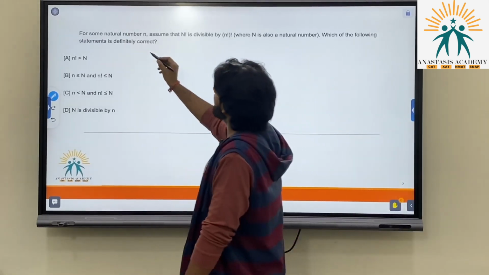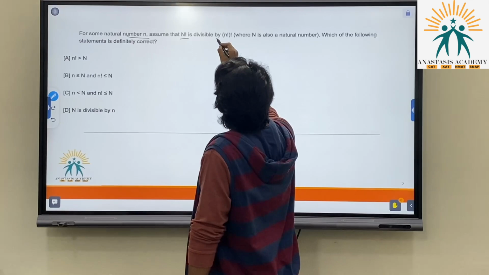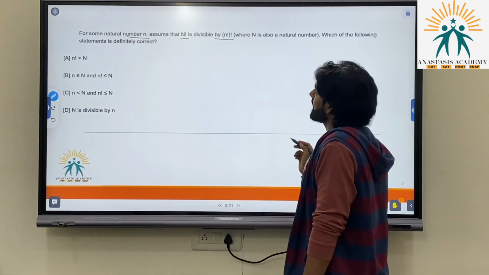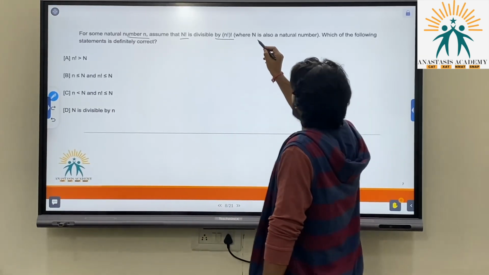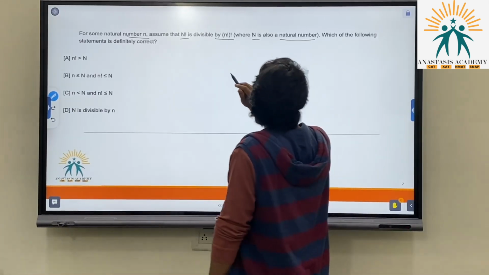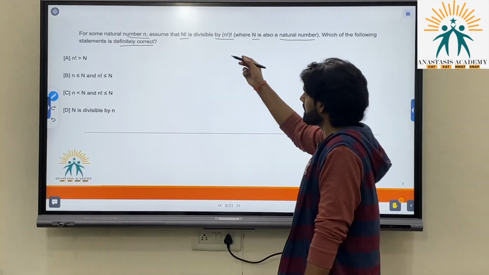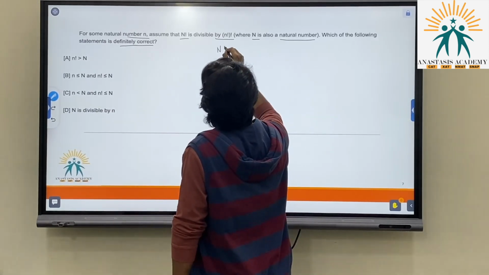For some natural number N, assume that N factorial is divisible by n factorial factorial, where n is also a natural number. Which of the following statements is definitely correct? First, see one thing: N factorial.